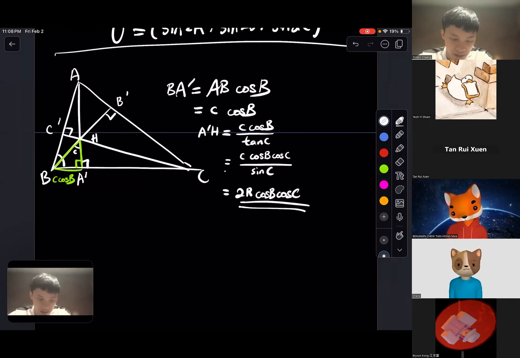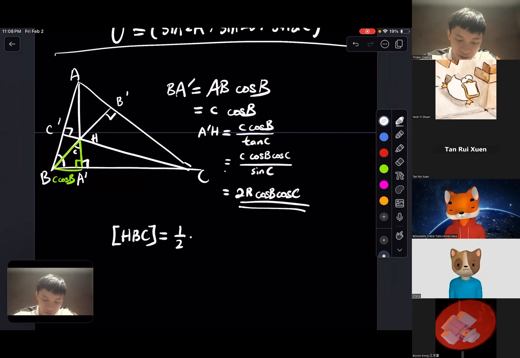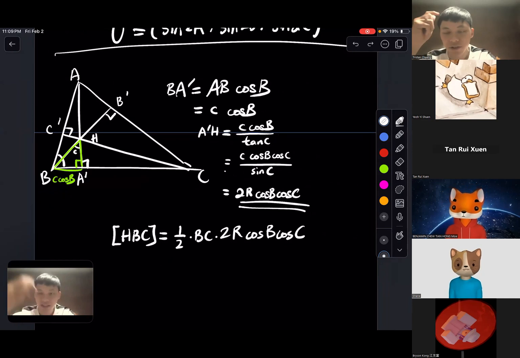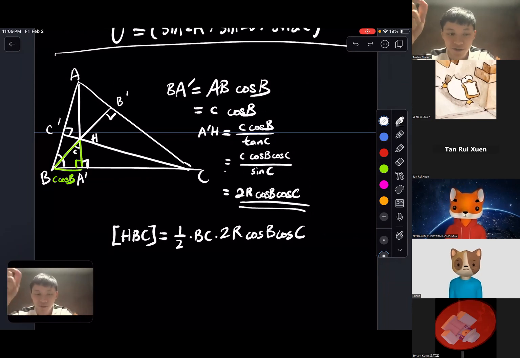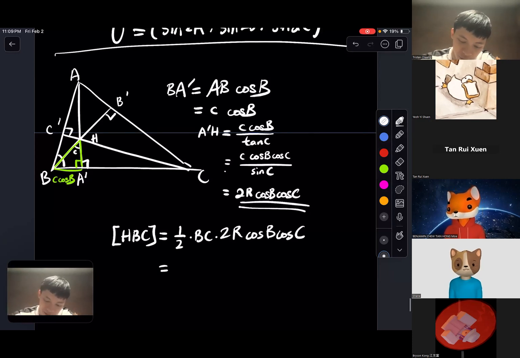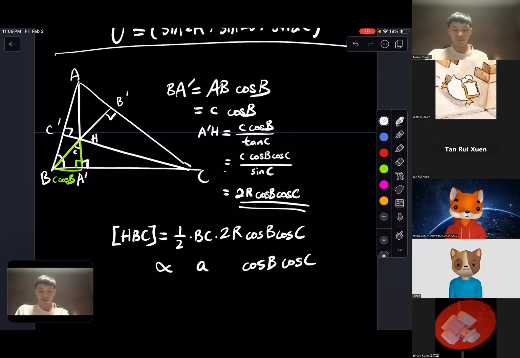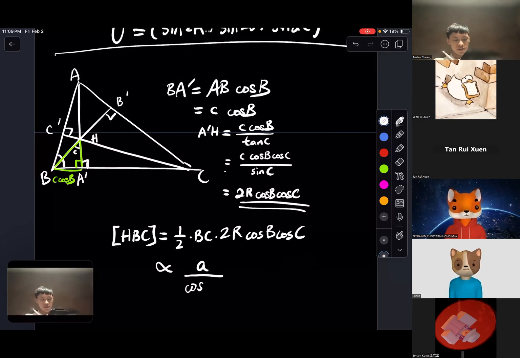Okay. Now, that would mean that the area HBC is going to be half times BC times 2R cos B cos C. Whatever it is, it doesn't really matter, because in the end we just want the ratios of the three triangles. We just want the ratios. So we can say this is proportional to A times cos B cos C, because the R doesn't really matter. Or we can even divide by cos A, cos B, cos C and say that this is just proportional to this.